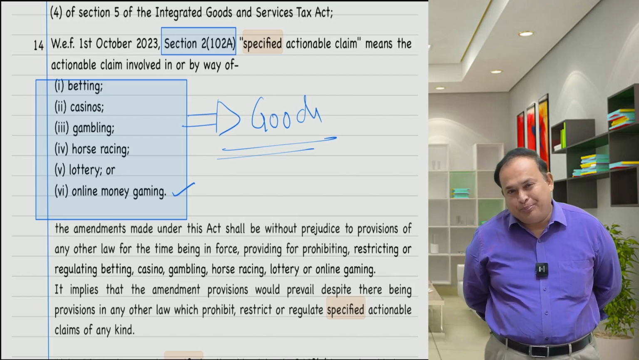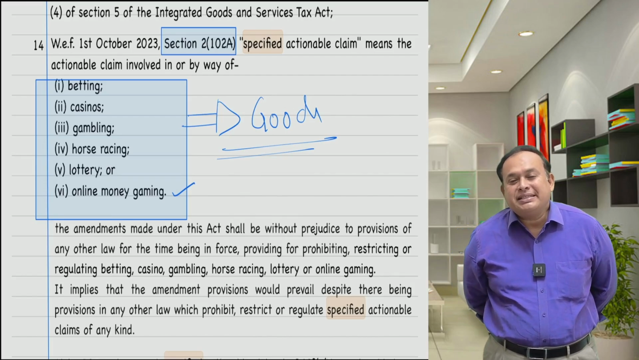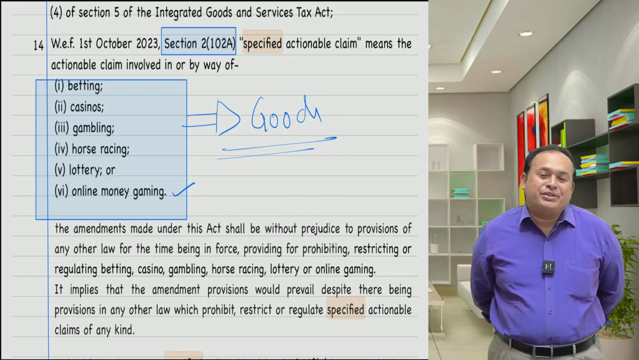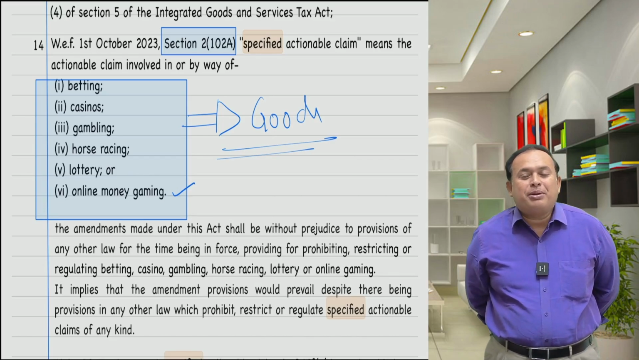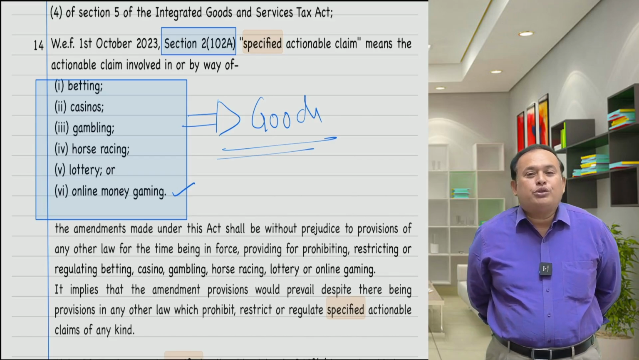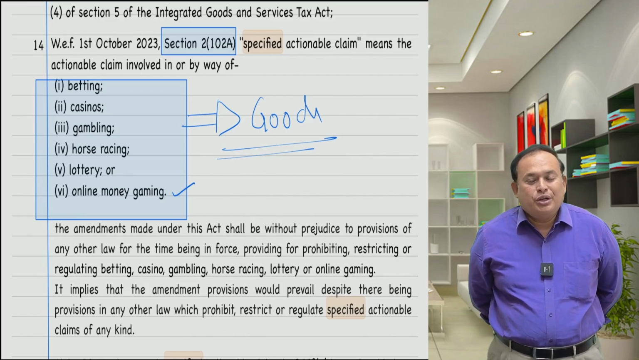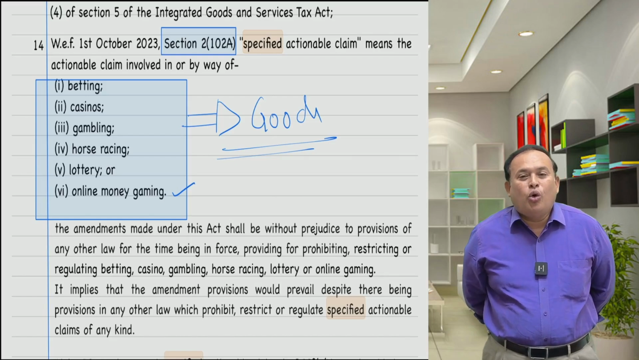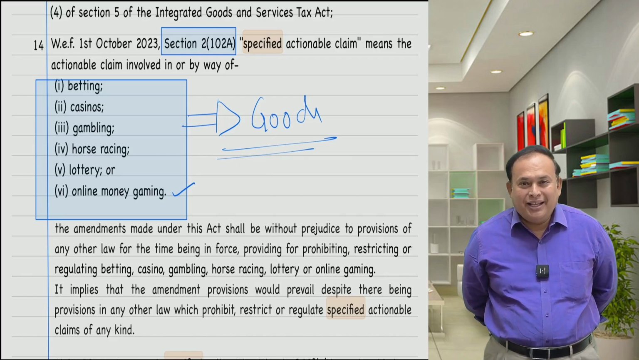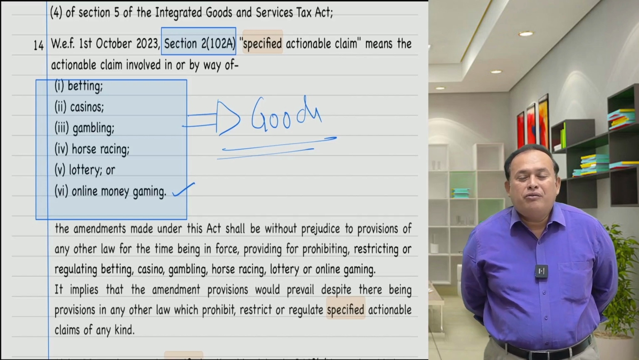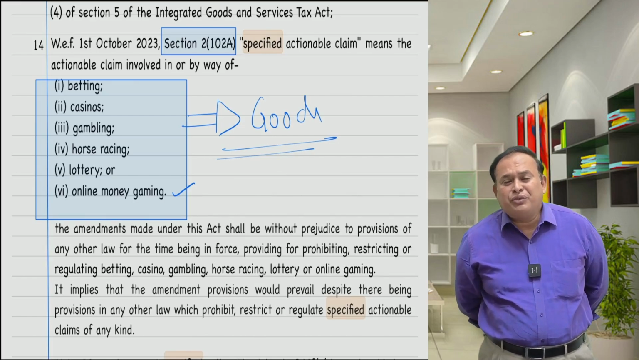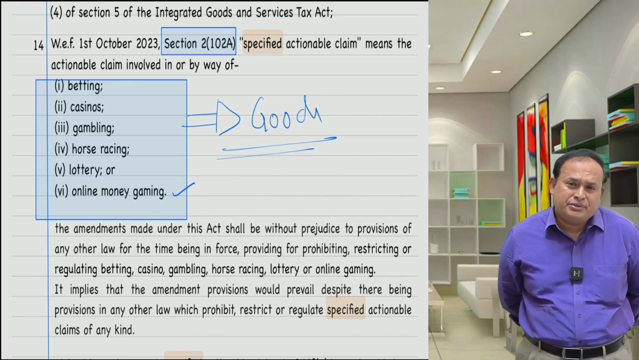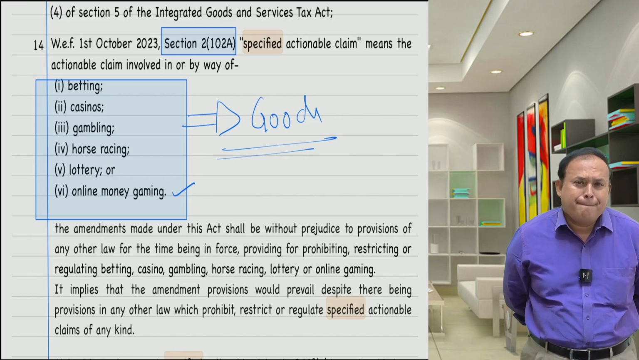Head office is supplying to the branch office. They are distinct persons. Head office supplies goods, 1000 units, to the branch office. Branch office sells only 800 units. Now, valuation for whom? For branch office or head office? You tell me. Head office.